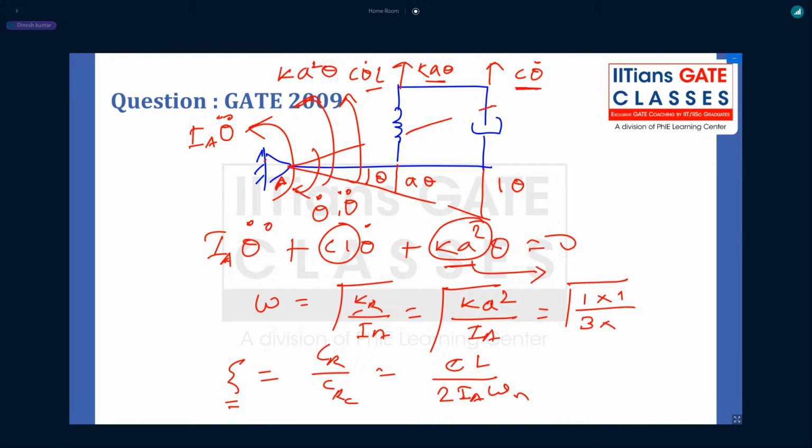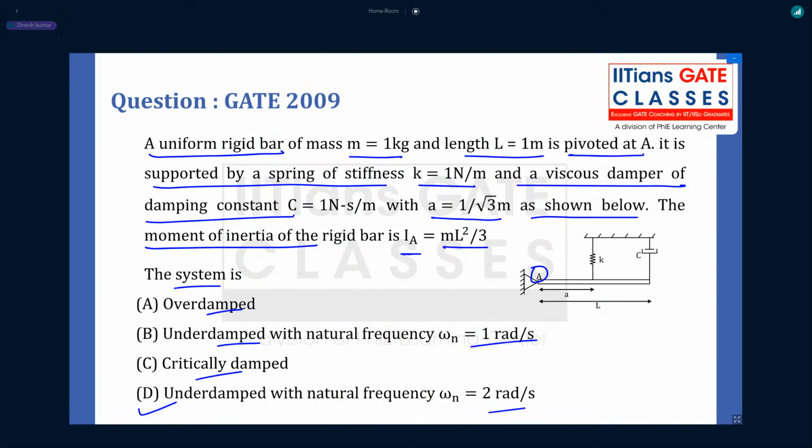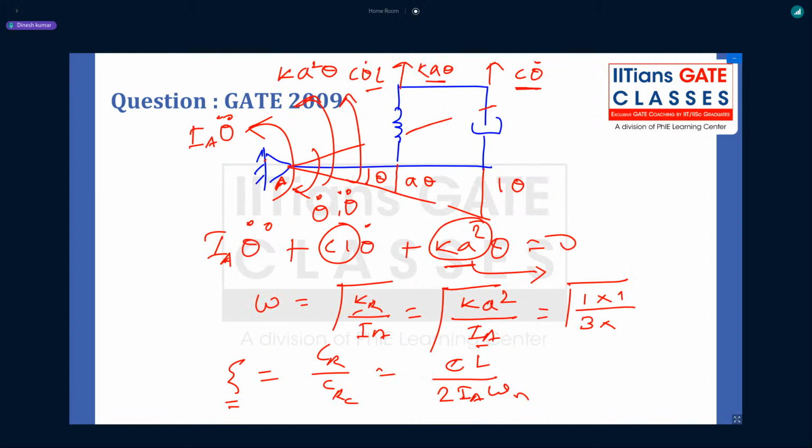Now what is the IA? IA is given as what? ML square by 3. What is the L? 1. What is the M? It is 1. Okay. So what we find? We find 1 by 3. So what is the natural frequency? It is 1 radian per second. Clear? So natural frequency came as 1 radian per second.